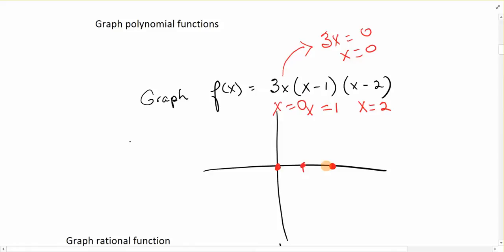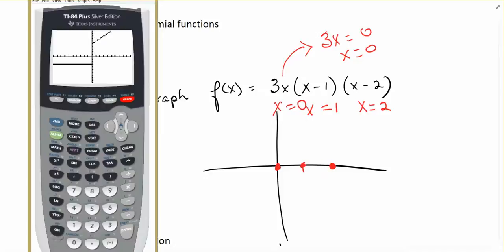But let's go to y equals and put that thing in and see if that's what happens. So go to your y equals. You don't need dot mode anymore, and it will go away once you hit clear. Okay, so up here we want to put 3x and then parentheses x minus 1, close, open, x minus 2. All right, and then you can just hit graph and see what you get.